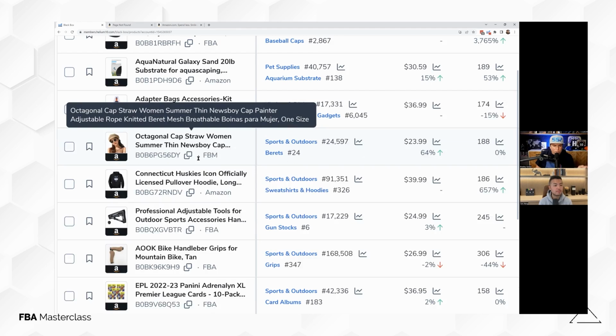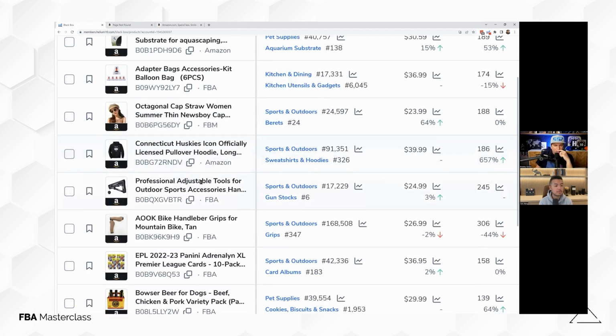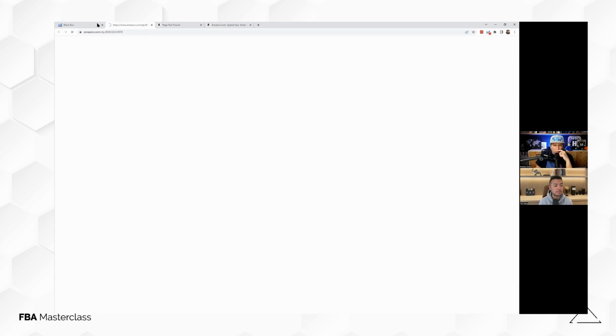Hat for women. That's interesting. What is this? Adjustable tools for, I don't know what that is. We'll take a look at that.